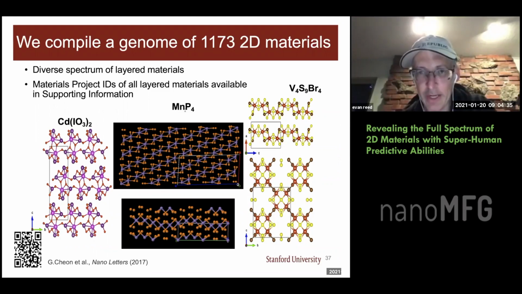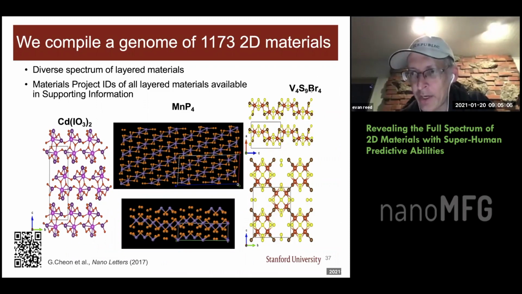Some of these also have multiple polymorphs or multiple structures. This manganese phosphorus compound has a structure that has flat layers, and it also has a structure that has some kind of broken symmetry in these corrugated layers. And these are very similar in energy, and you might be interested in using these as phase change materials if they have a large electronic contrast.